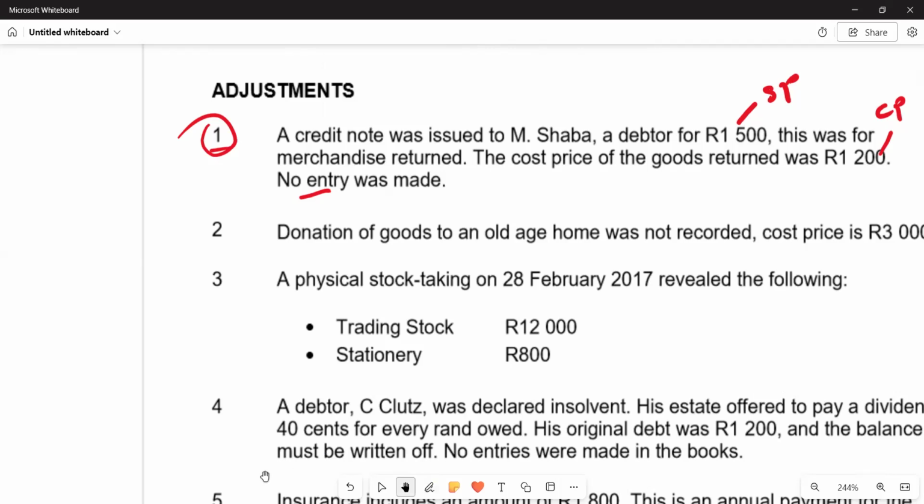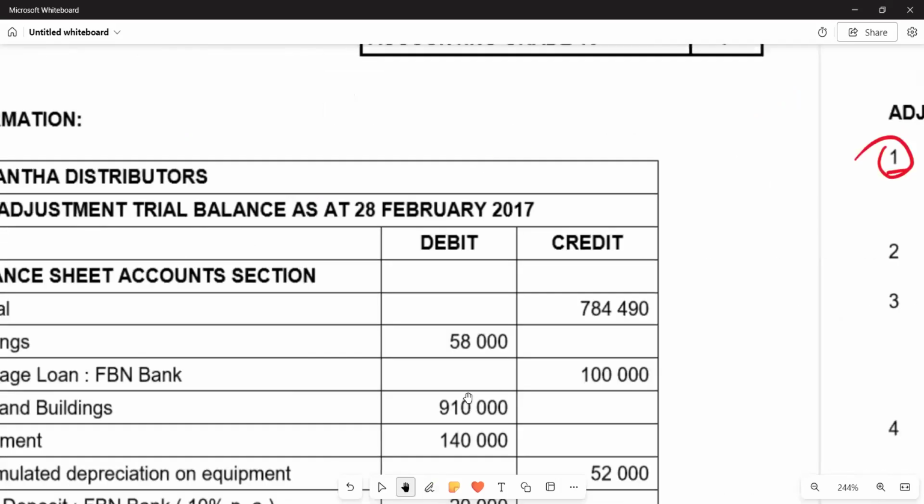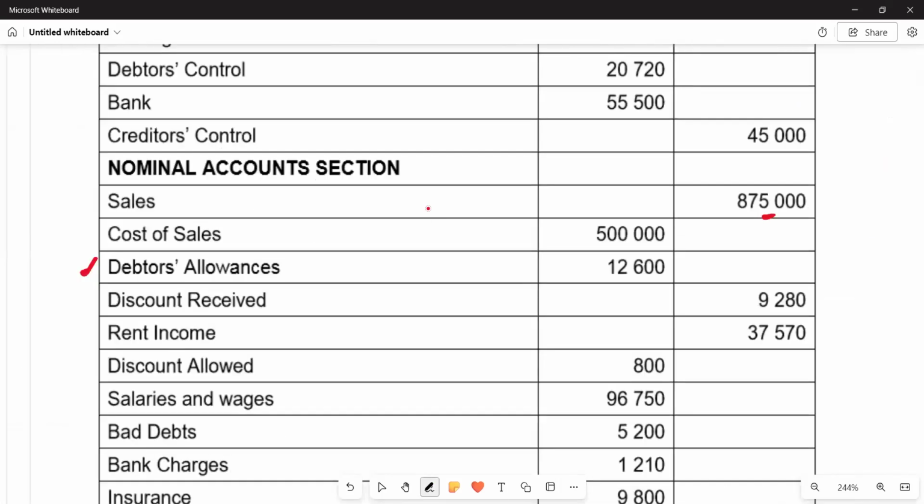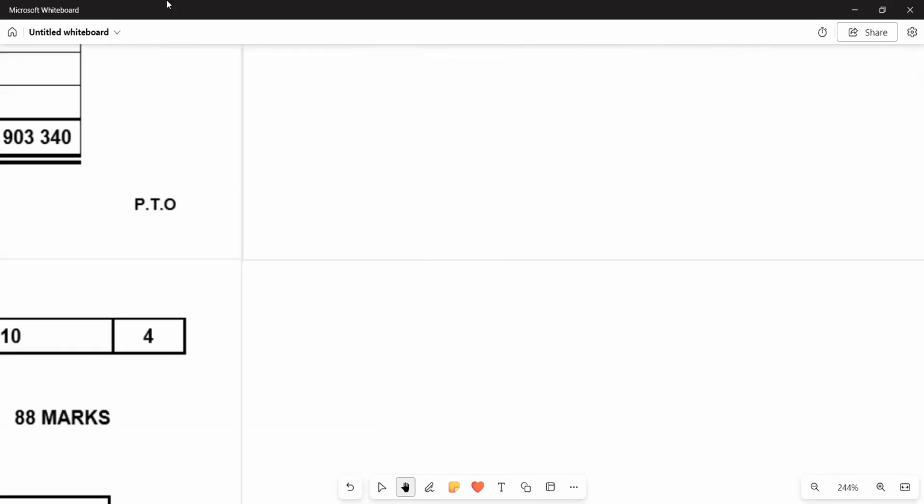So what we are saying is, let's recheck the figure that we have for sales. We've got 875,000. We're going to subtract data allowance 12,600, and then we subtract again the 1,500 that was omitted, and then we get the actual net value of our sales. So we come here.